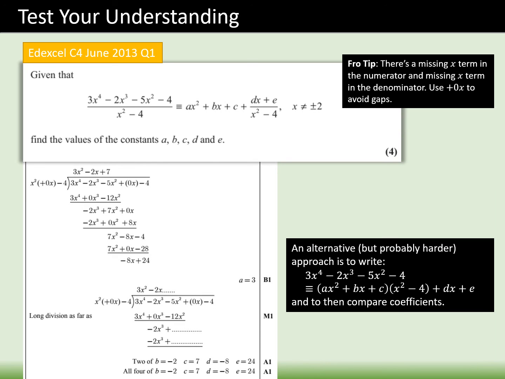Okay, so here are the values. You could either do the identity method or long division. Either way, the values should be A is 3, B minus 2, C 7, D minus 8, E equal to 21.